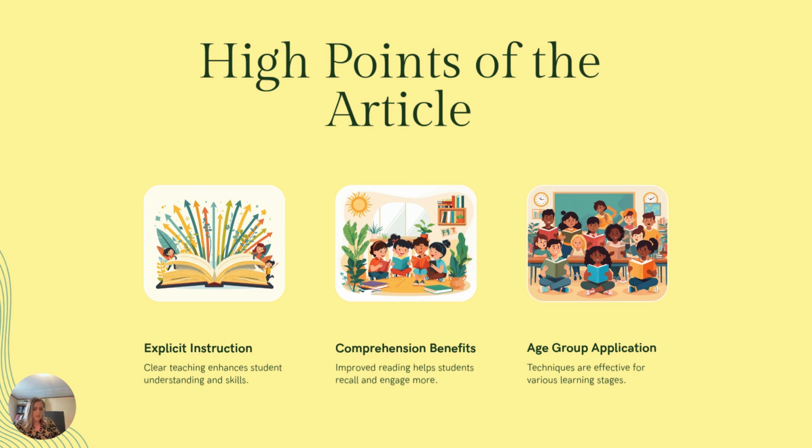And for the first 5 weeks, they read sequence text structure. So first, next, then, last, finally, that type of sentence structure. Week 6, they did compare and contrast text. Week 7, cause and effect. And then week 8, they did all three.